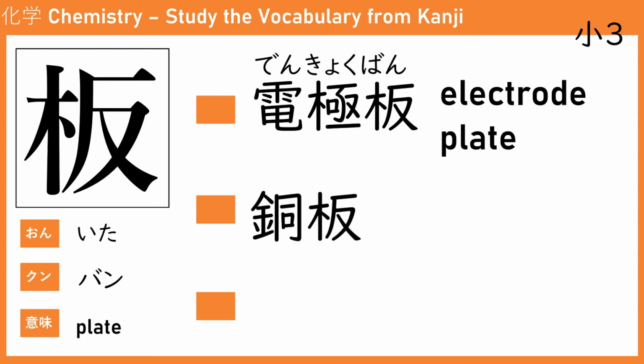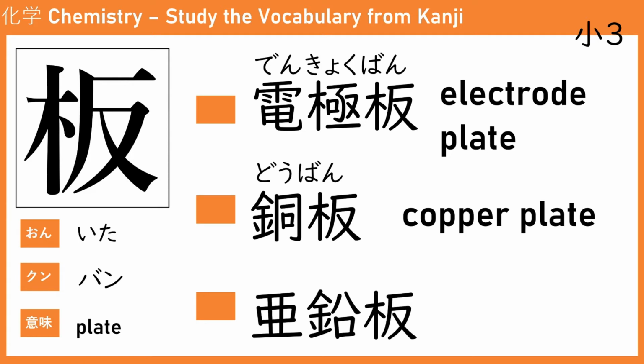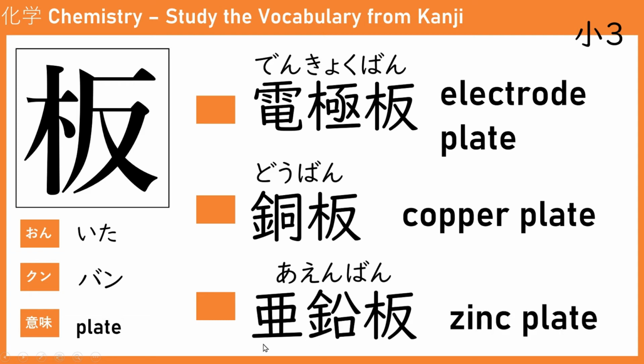The next one is douban. Do here means copper, so it simply refers to copper plate. If you put aen like this, aenban, it means zinc plate, because aen means zinc.